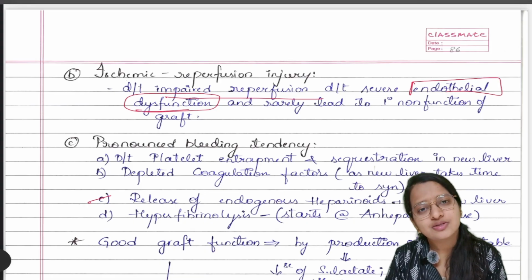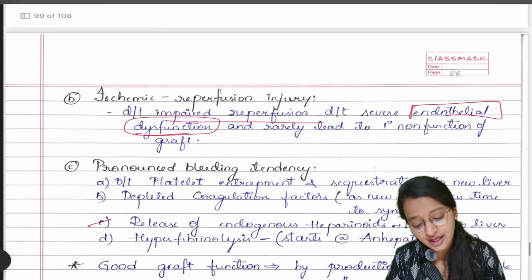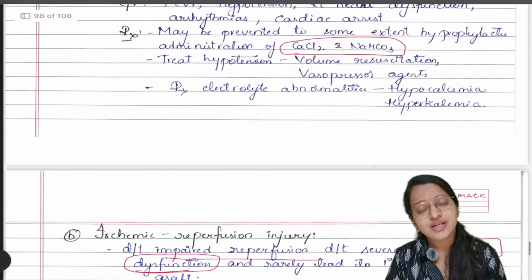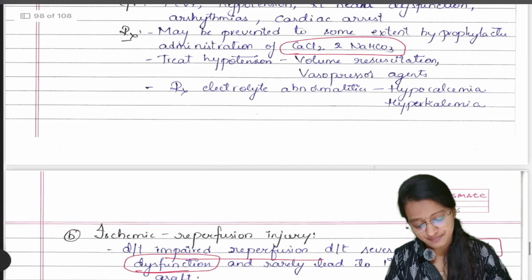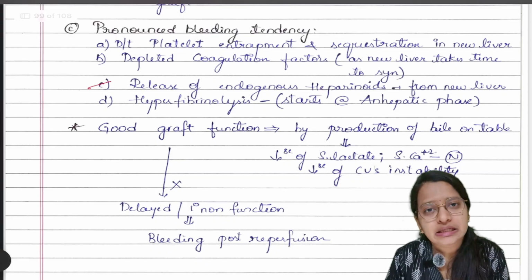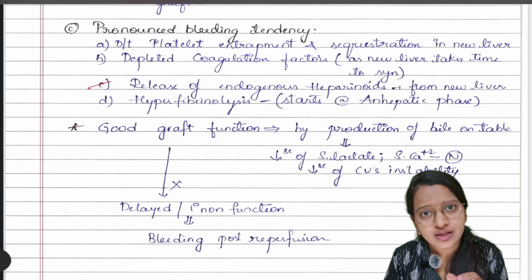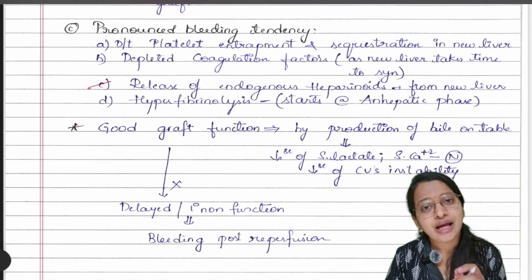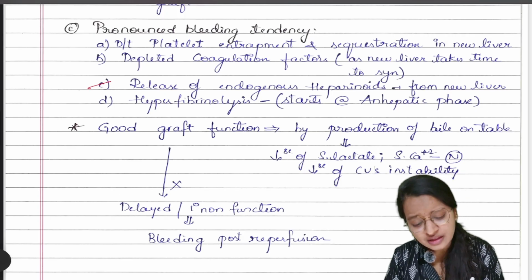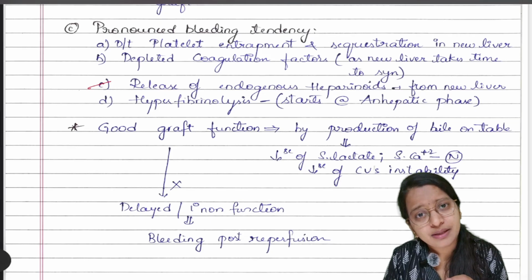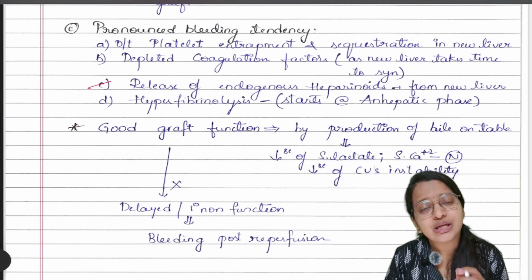Okay. So this is due to endothelial dysfunction, and reperfusion injury is due to cold acidotic hyperkalemic fluid entering into the IVC. Coming to pronounced bleeding tendency, we have kept the new liver already, right? But still there might be increased bleeding because the new liver takes time to produce the coagulant factors, right? So that is one reason. The other is the already present platelets might be entrapped and sequestered in the new liver. That is the second reason.